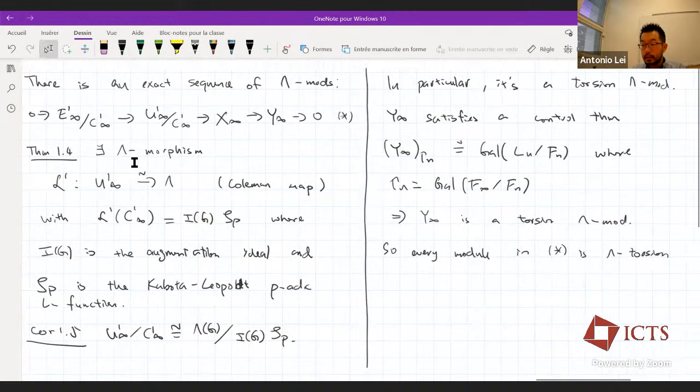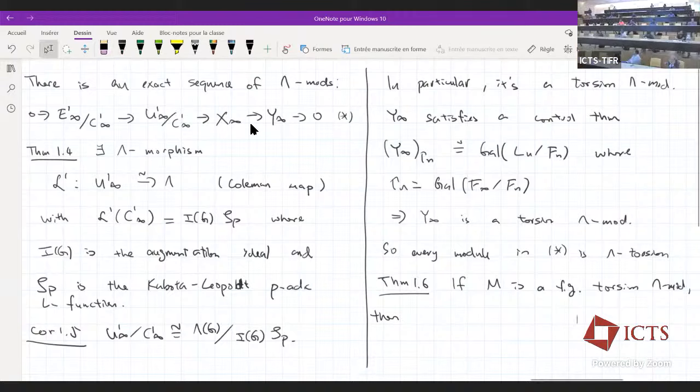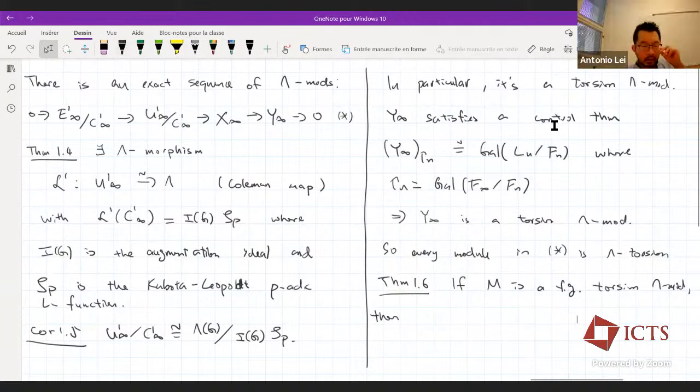And there is a structure theorem about this kind of modules. So I'll tell you what it says. So if M is a finitely generated torsion lambda module, then... sorry, the augmentation comes in because of some pole. Exactly. Precisely. The Kubota-Leopoldt function has a pole, and so it doesn't live in lambda, so that when you multiply it by the augmentation ideal, it would cancel out the pole. Yeah. Thank you.